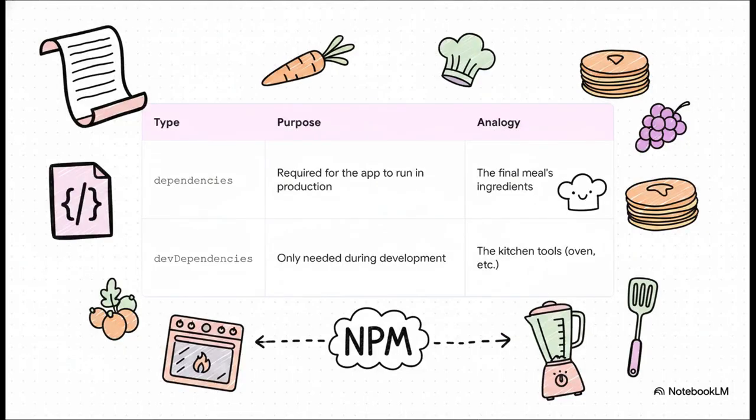Now, our shopping list is a real file. It's called package.json, and it tells NPM exactly what to get. And just like a real chef's list, it separates the dependencies, those are the ingredients that actually end up on the user's plate, from the dev dependencies. Those are the kitchen tools, the ovens, the blenders that we use to cook but never actually serve to the customer.